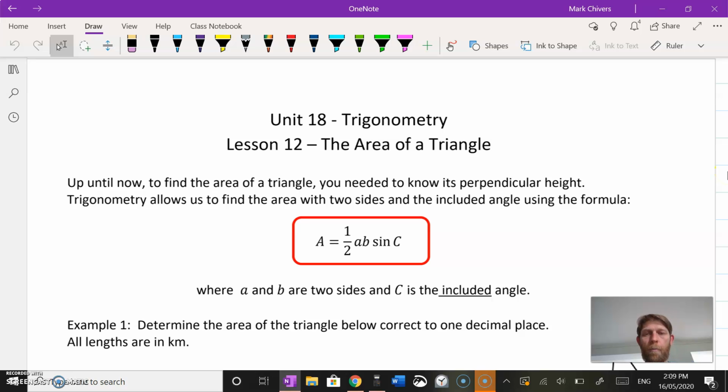Okay, so our final formula we need to learn for trigonometry, we've had the sine rule, we have the cosine rule, and now we have the area of a triangle rule.